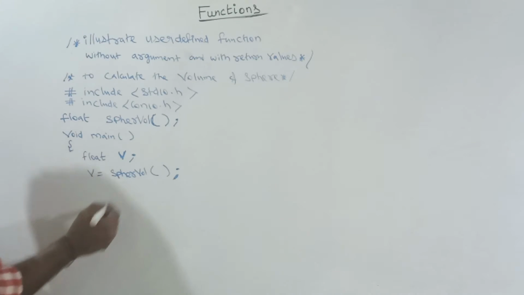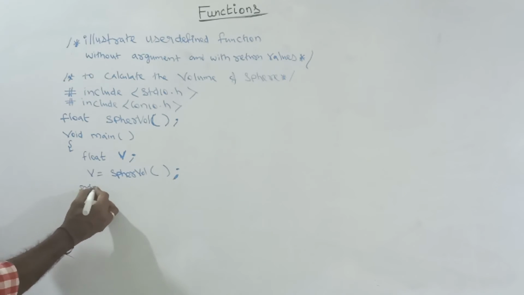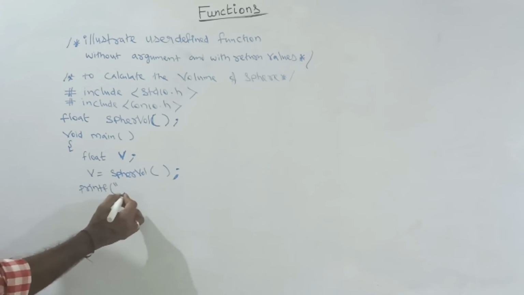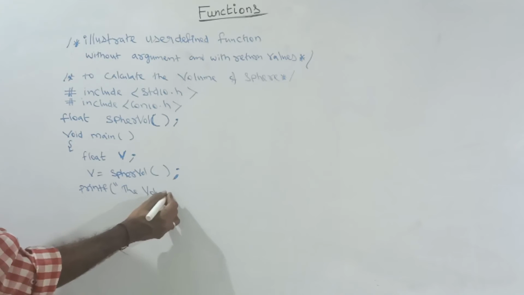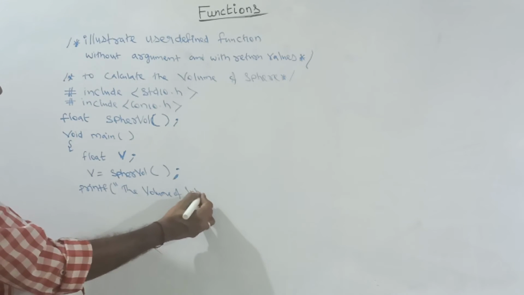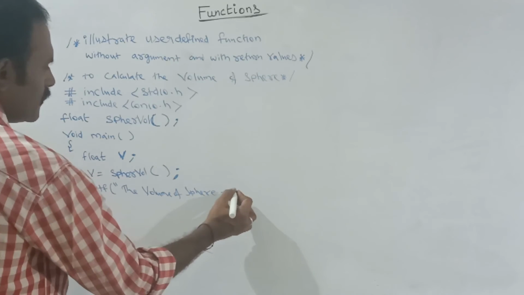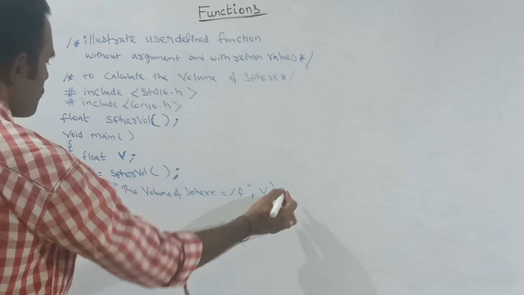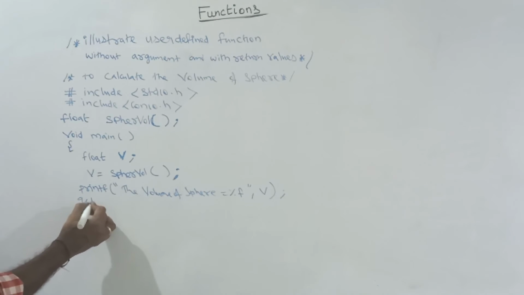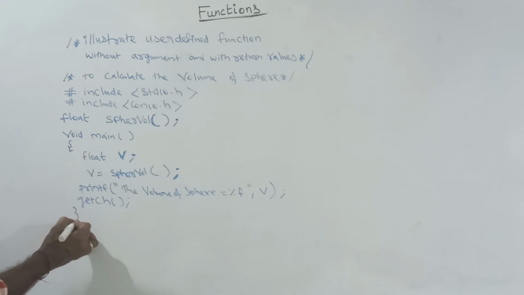After calling, I am telling it to print: volume of sphere is equal to percentage f, comma, next v. Here getch, after that I am closing.